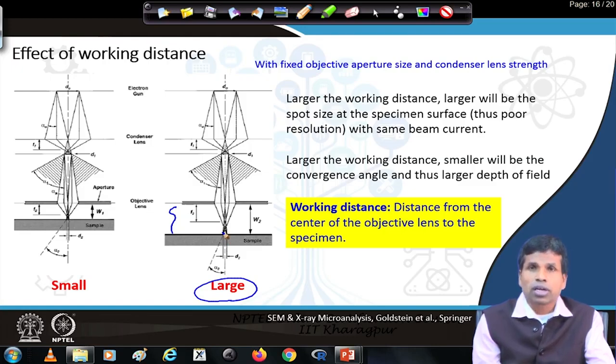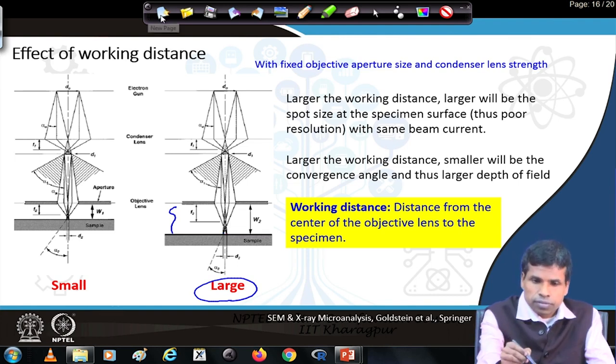So, if you are looking for a high resolution image, then you should prefer to have a smaller working distance, as long as the beam current is enough for you to get the signal.